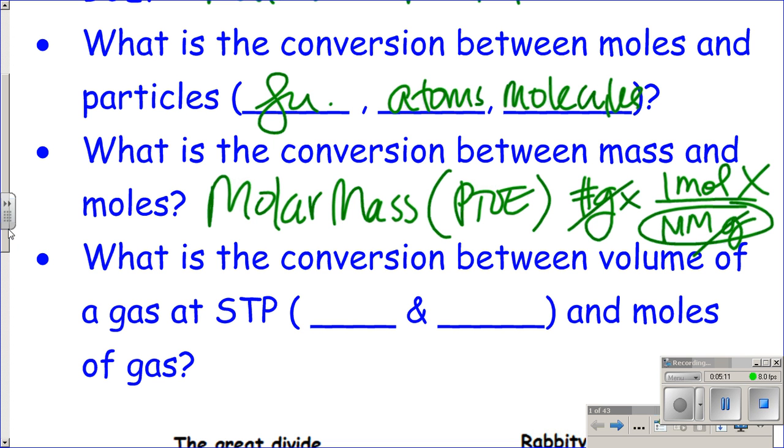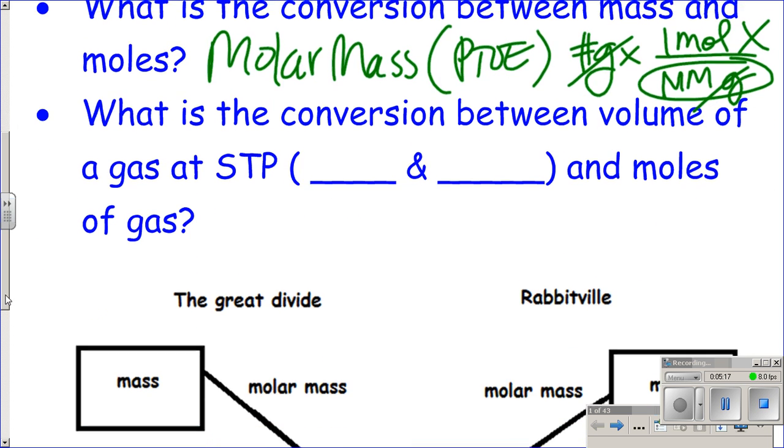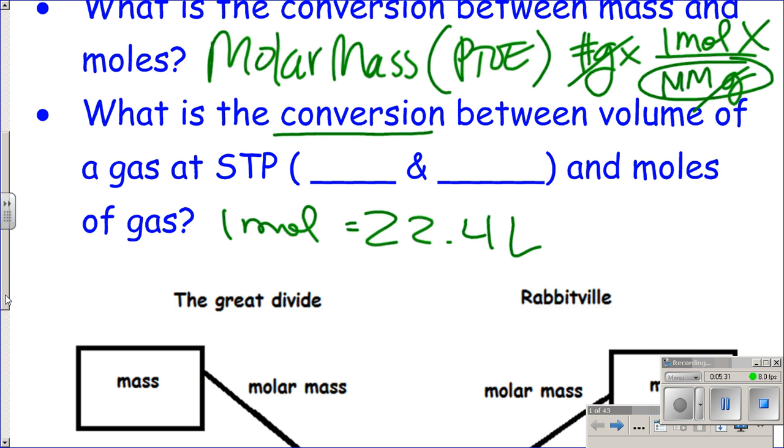We're going back and reviewing a little stoichiometry so we can start to apply it to bigger, better things like reactions. Okay, so one more review here. What's the conversion for molar volume? The conversion is what? 1 mole is, thank you, 22.4 liters. It's all related back to 1 mole, of course.